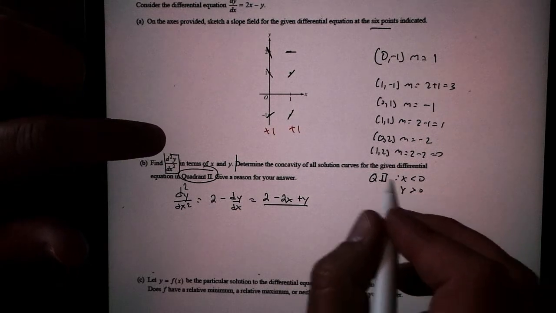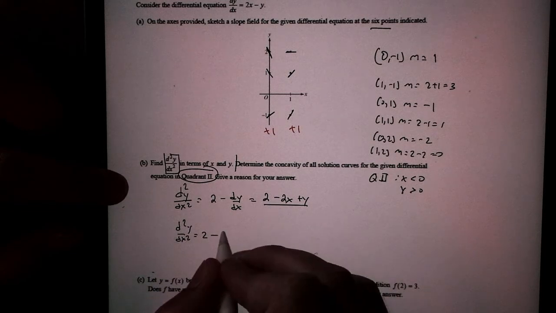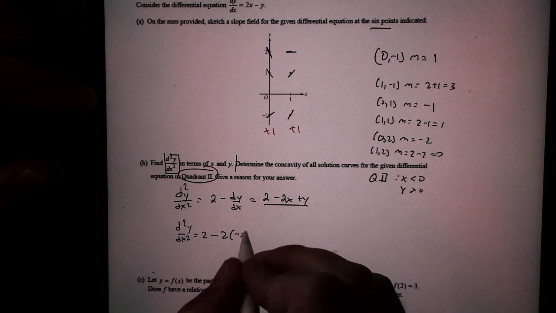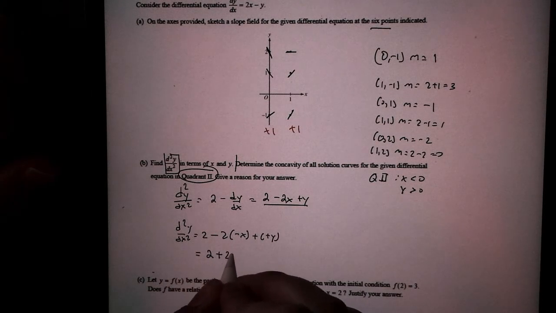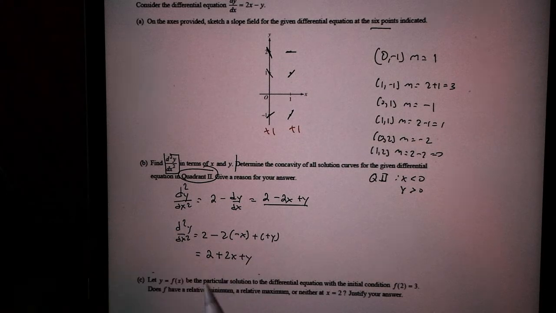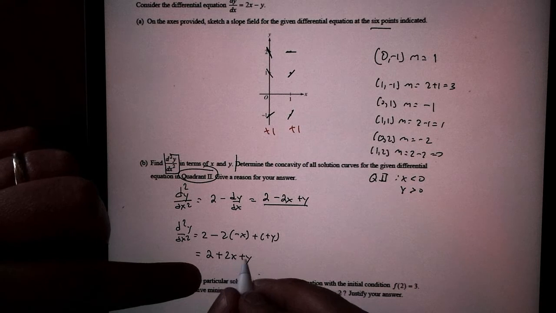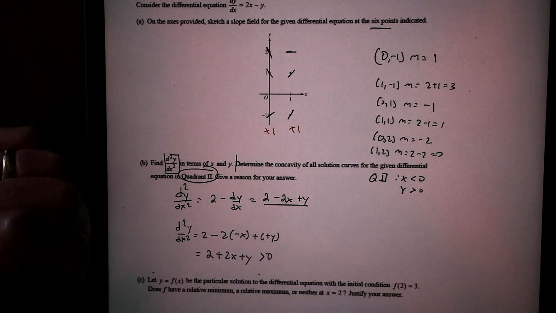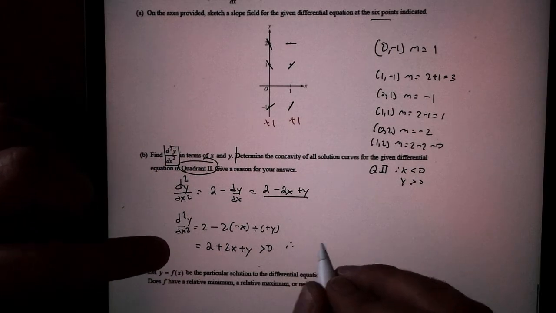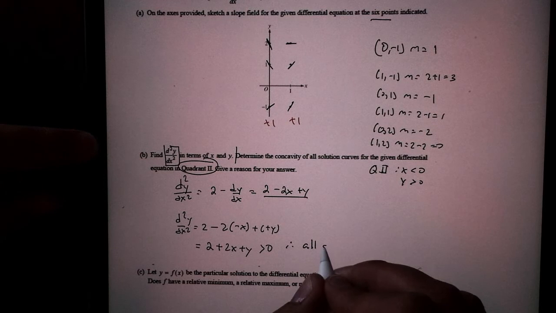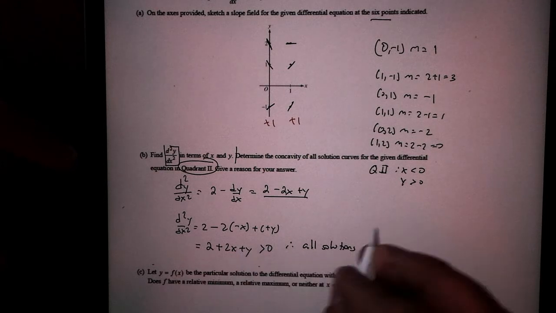So if I use that idea, d2y/dx2 is equal to 2 minus 2. Remember, all of my x's are negative, so this is always going to have a negative x value. My y's are always going to be positive, so that's going to be a positive y value. And if I simplify it, we get 2 plus 2x plus y. There's no value for x and y in the second quadrant that will make this 0 or negative because we're always adding a positive value. So this is always going to be greater than 0. Therefore, all of our solutions, since my second derivative is positive, will be concave up.